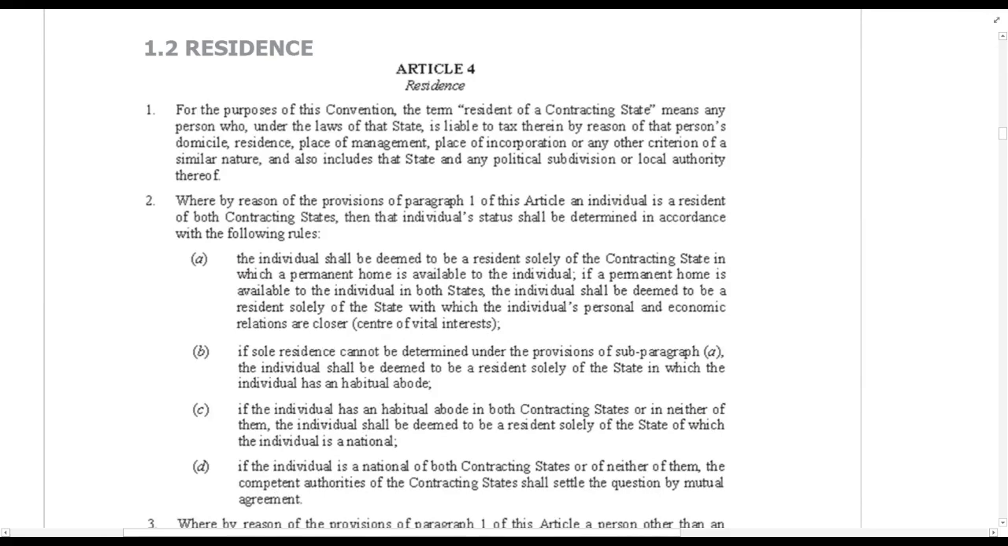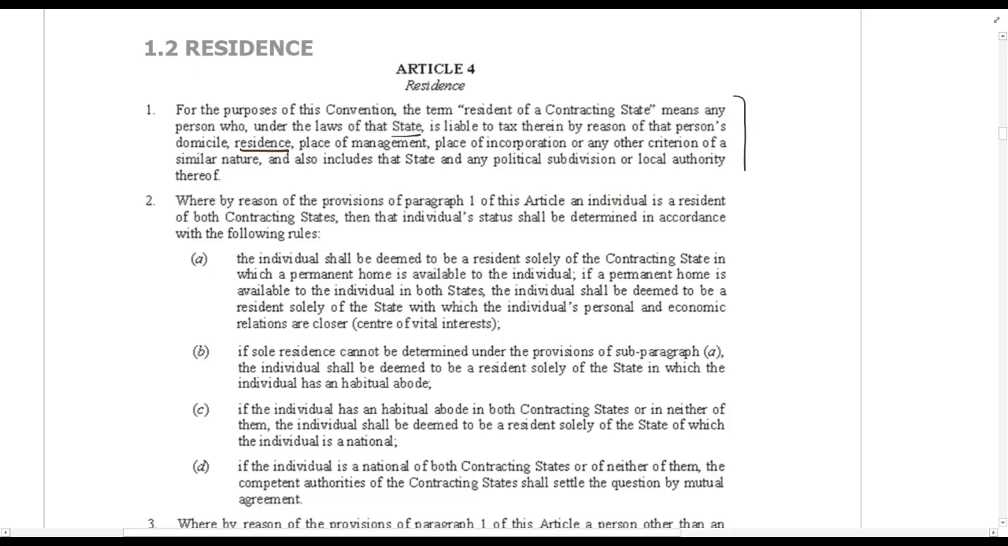Article 4 doesn't really have a lot of that, but you'll see it in a bit. For the purpose of this convention, this agreement, the term resident of a contracting state means any person who under the laws of that state is liable to tax therein by reason of that person's domicile, residence, place of management, place of incorporation, or any other criterion of a similar nature, and also includes that state and any political subdivision or local authority thereof.